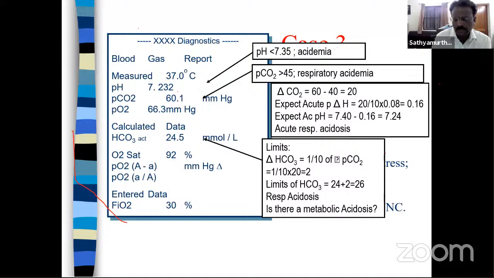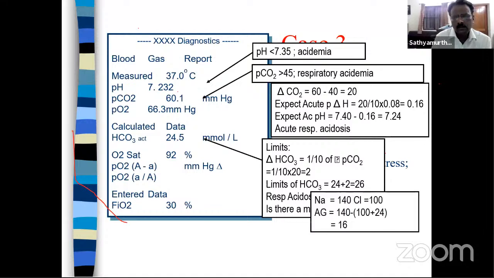So this is where I use my anion gap. I have not given it in this report, but I got the values and then I calculated. I get a value of 16. 16 is more than 12, so it is a high anion gap. So this patient has acute respiratory acidosis along with high anion gap acidosis. So that is what we try to do. Next is look at the oxygenation.